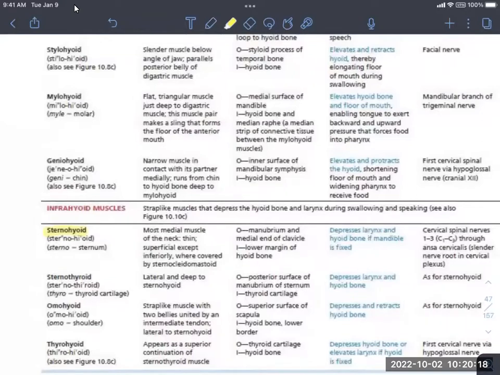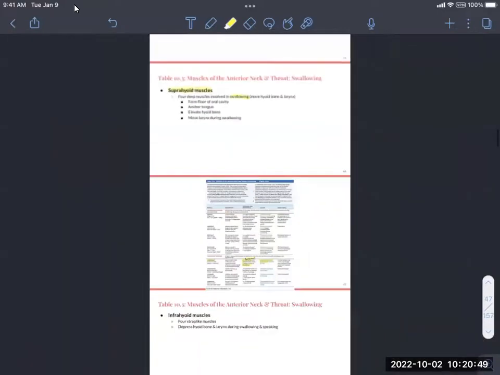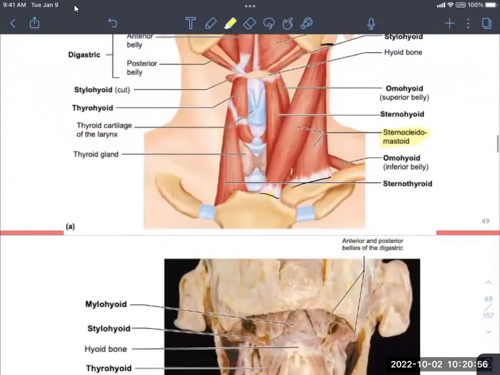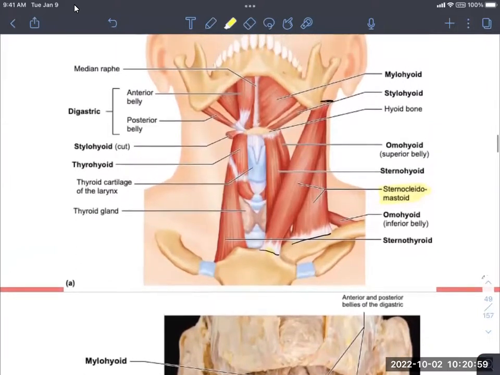The sternohyoid originates at the posterior manubrium, and it's going to insert at the hyoid bone. That sternohyoid is what depresses the larynx and hyoid bone. Let's find that in the neck. The sternohyoid goes from the sternum down here, you kind of see it, and it goes up to that hyoid bone.